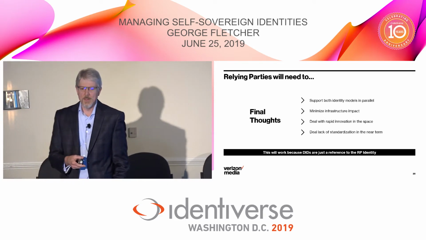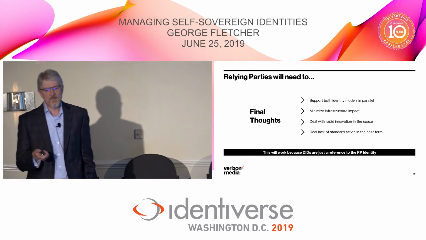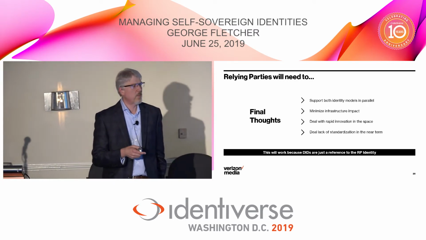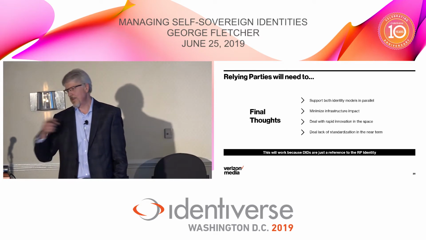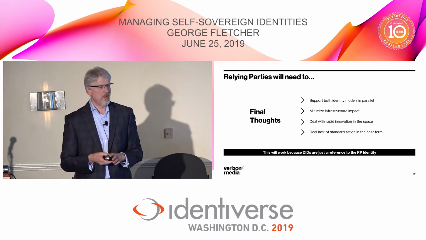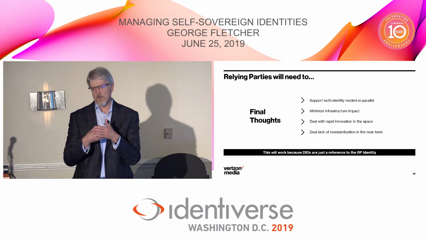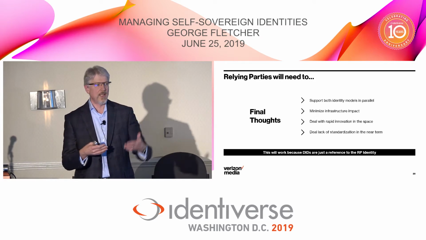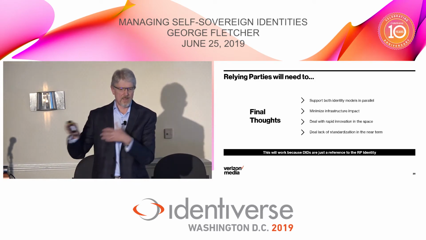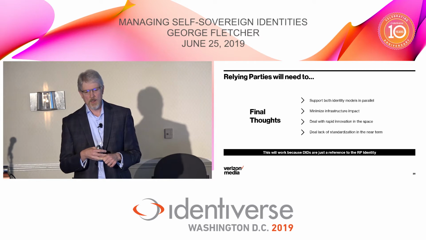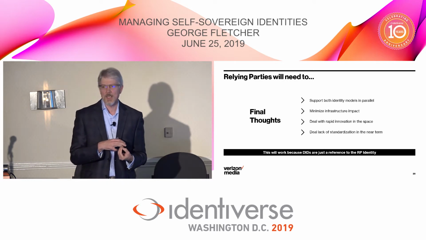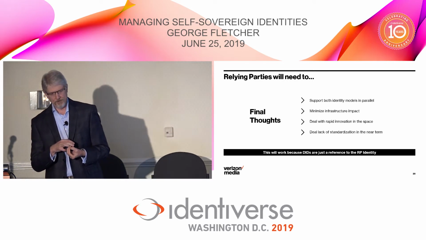So some final thoughts. Basically, as relying parties, we're going to have to support both identity models in parallel. And when we need to support SSI is probably a big question. Is it 1 year? Is it 2 years? Is it 5 years? Is it never? We'll have to see. We need to minimize the infrastructure impact. So that's where separating the credential representation from your underlying identity is super important, because that minimizes the impact of the SSI model on what you do internally. And then there's tons of innovation and lack of standardization within the space, so if you want to adopt early, it'll be a bumpy road.